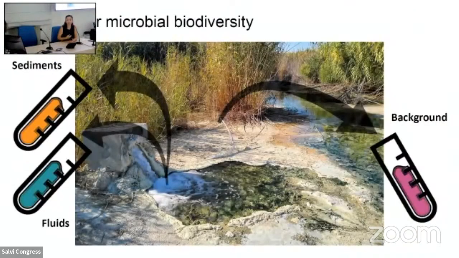Now, for the practical sampling, we usually collect sediment samples and fluid samples, in this case from a terrestrial hot spring.